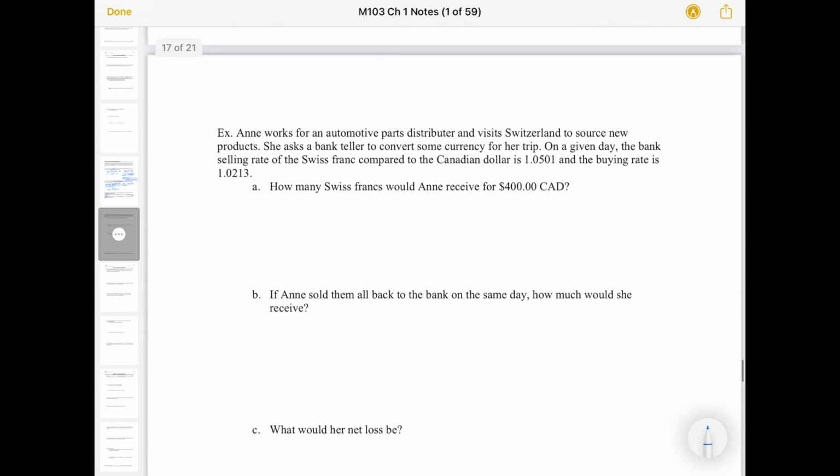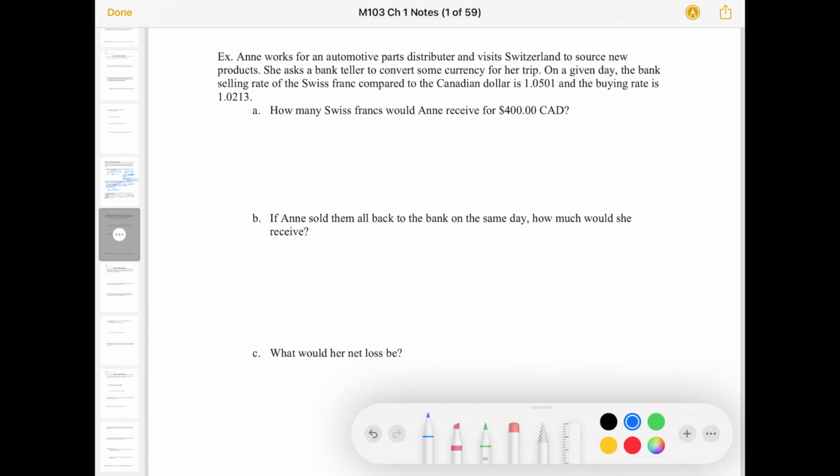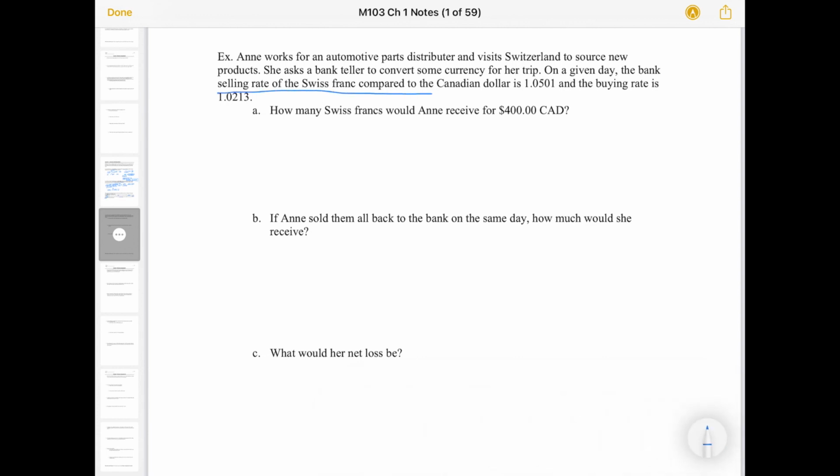Okay. So Anne works for an automotive parts distributor and visits Switzerland to source new products. She asks the bank teller to convert some currency for her trip. On a given day, the bank selling rate of the Swiss franc compared to the Canadian dollar is 1.0501, and the buying rate is 1.0213. So how many Swiss francs would Anne receive for $400 Canadian? Okay, so Anne is receiving, which means that the bank is selling. So we are going to be dealing with this selling rate.